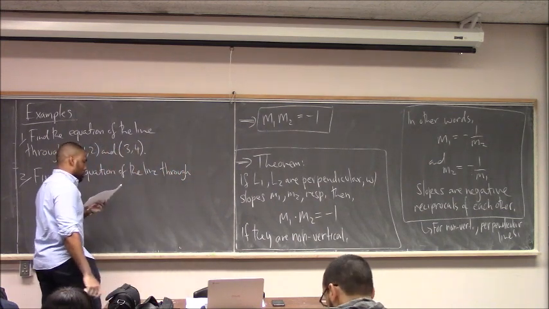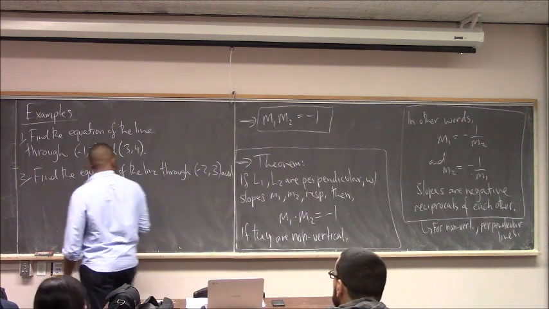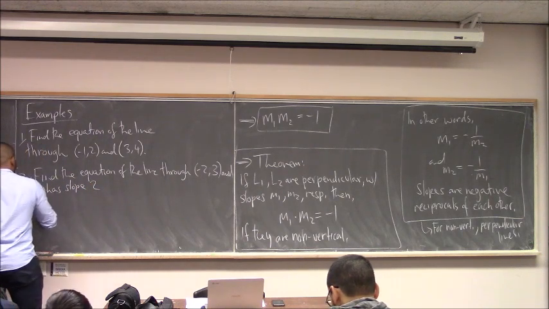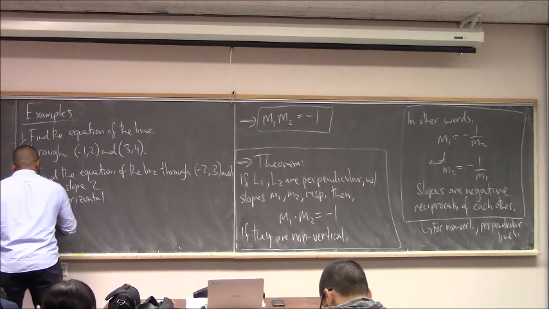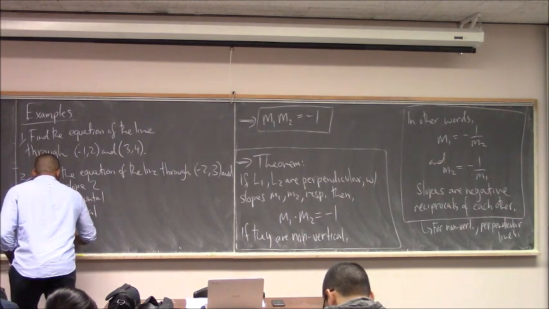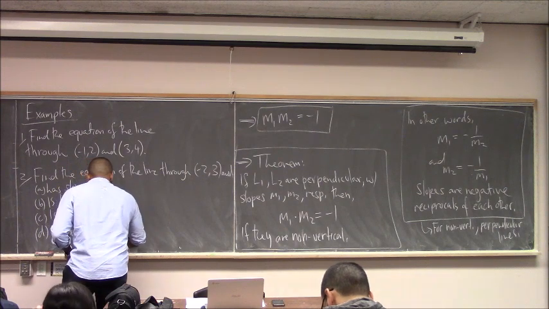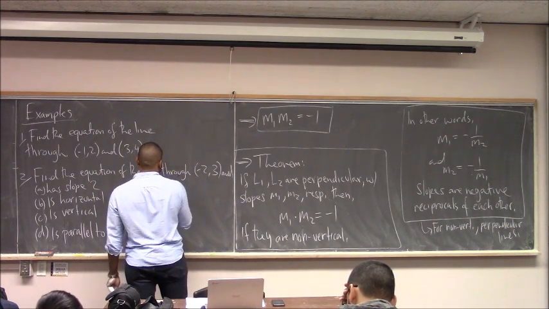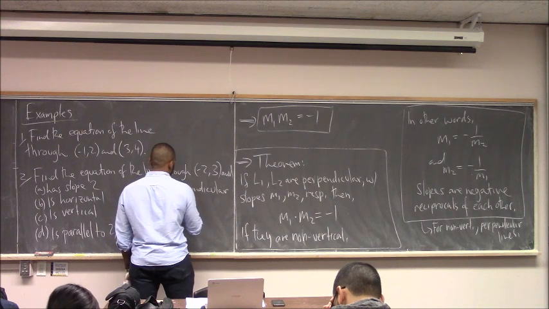Find the equation of the line that passes through the point (-2, 3), and A has slope 2. B is horizontal. C is vertical. D is, let's do parallel first, parallel to 2x plus 3y equals 7. E is perpendicular to 2x plus 3y equals 7.